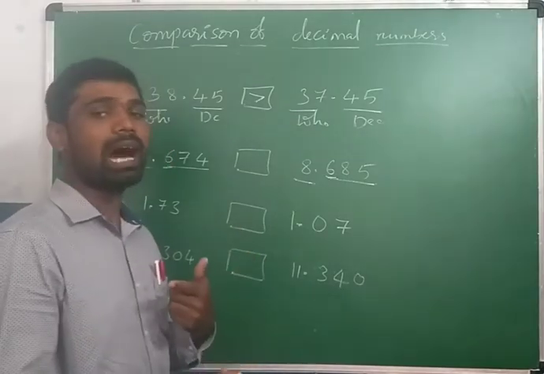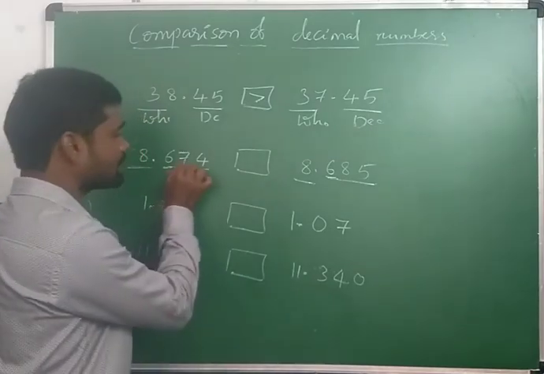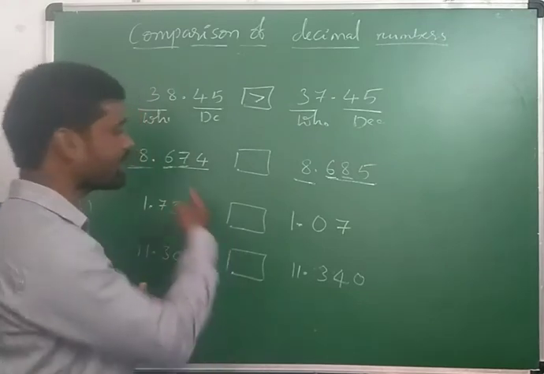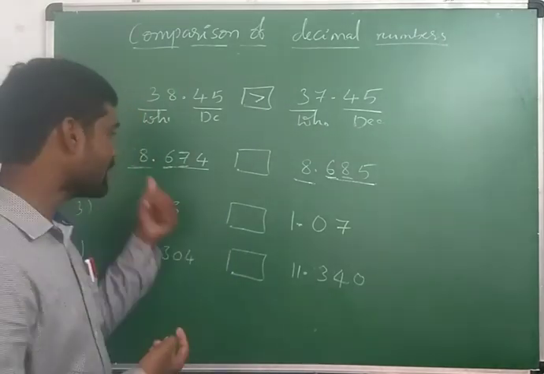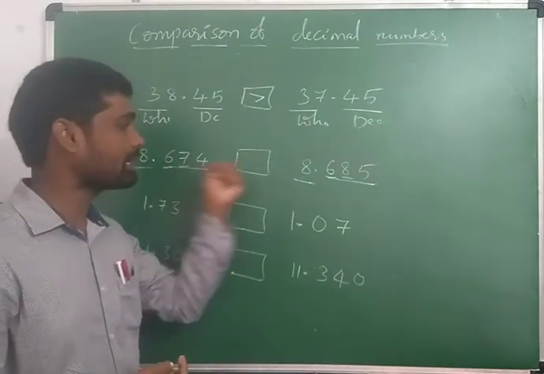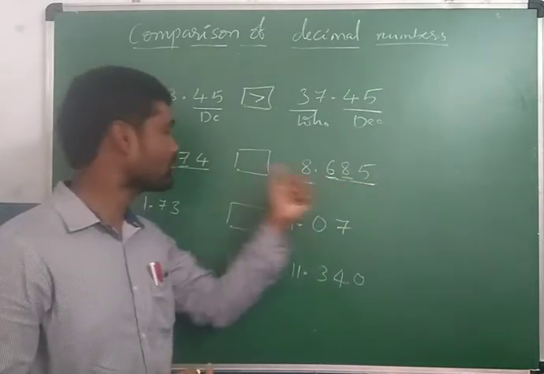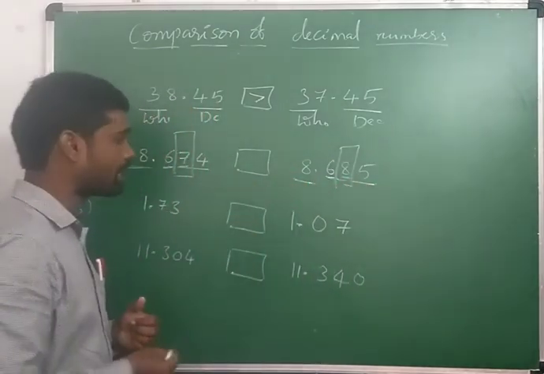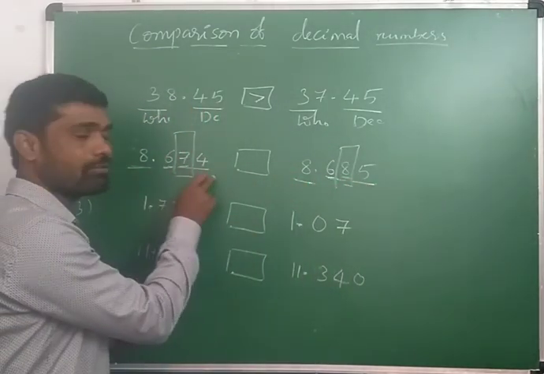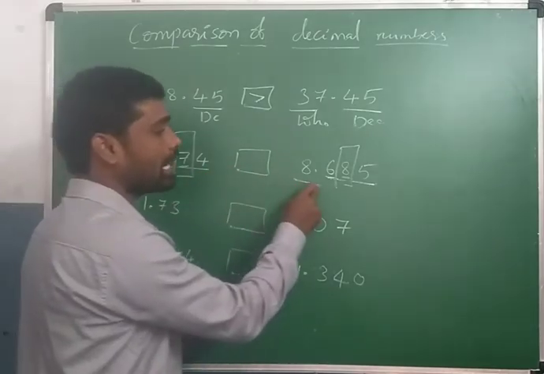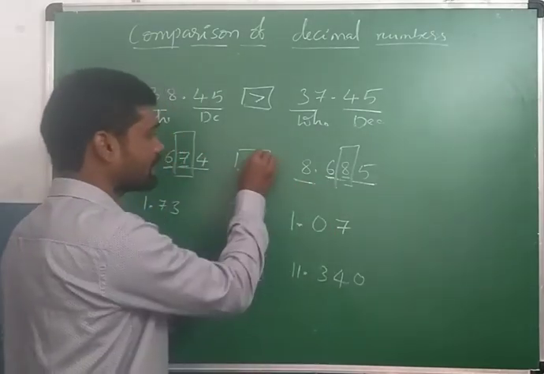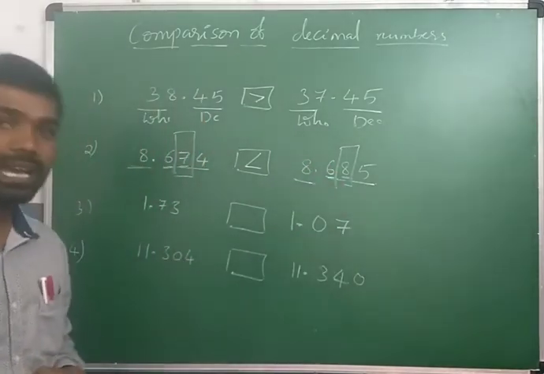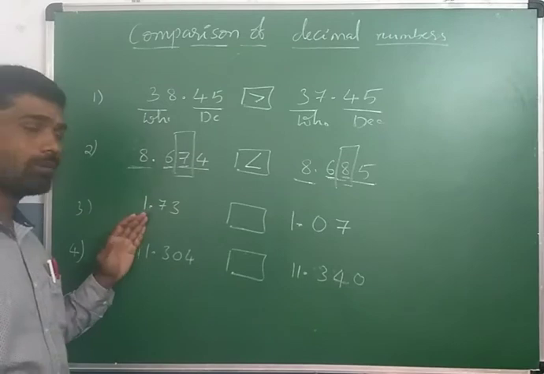So let us go to the hundredths place. What is the hundredths place? 7. What is the hundredths place here? 8. Yes, here we can now say which is greater. 8.67 and 8.68. Compared to 7, 8 is greater. So now we can say 8.674 is smaller than 8.685, isn't it? Right. So which is greater? 8.685 is greater.